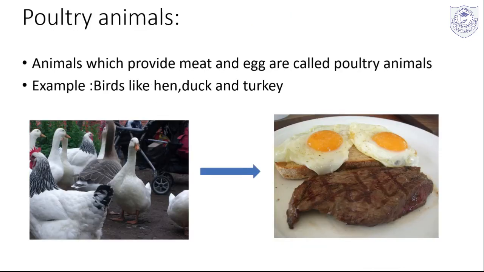Okay. Now coming to poultry animals. Poultry animals provide us both meat and egg. For example, birds like hen, duck, and turkey provide us with both meat and egg. And the eggs of these animals are rich in fats, lipids, and what? Proteins. The yolk, which is the yellow part of the egg, is rich in fats and lipids, and the albumin, which is the white part of the egg, is rich in proteins.